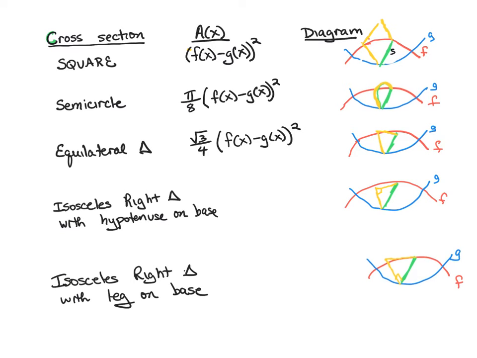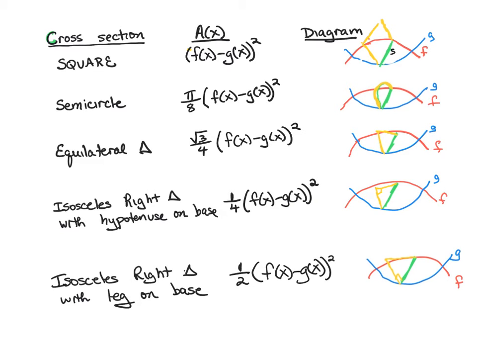For an isosceles right triangle with the hypotenuse on the base, we said that the formula would simply be 1/4 the side squared. And then finally, if we have an isosceles right triangle with the base as a leg, it's simply 1/2 the side squared.